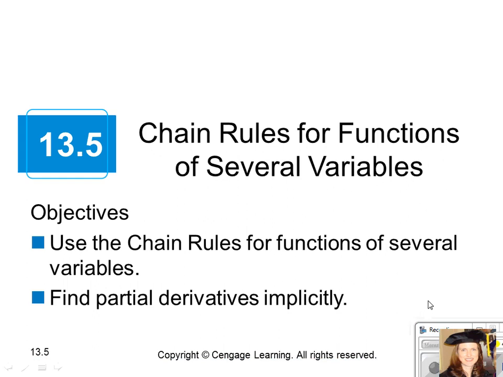Chapter 13, Section 5 is on chain rules for functions of several variables. The objectives are to use the chain rules for functions of several variables and find partial derivatives implicitly.